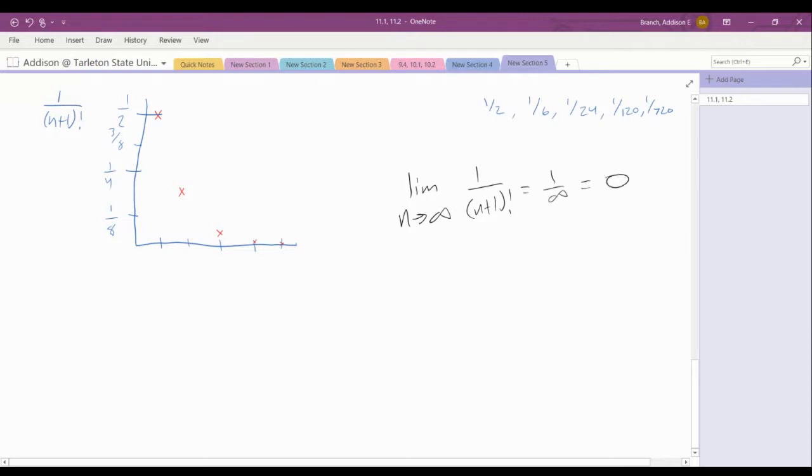So that brings up the idea of convergence and divergence. We have actually already talked about this a little while ago, I believe, when we were doing improper integrals. So the concept is pretty similar.